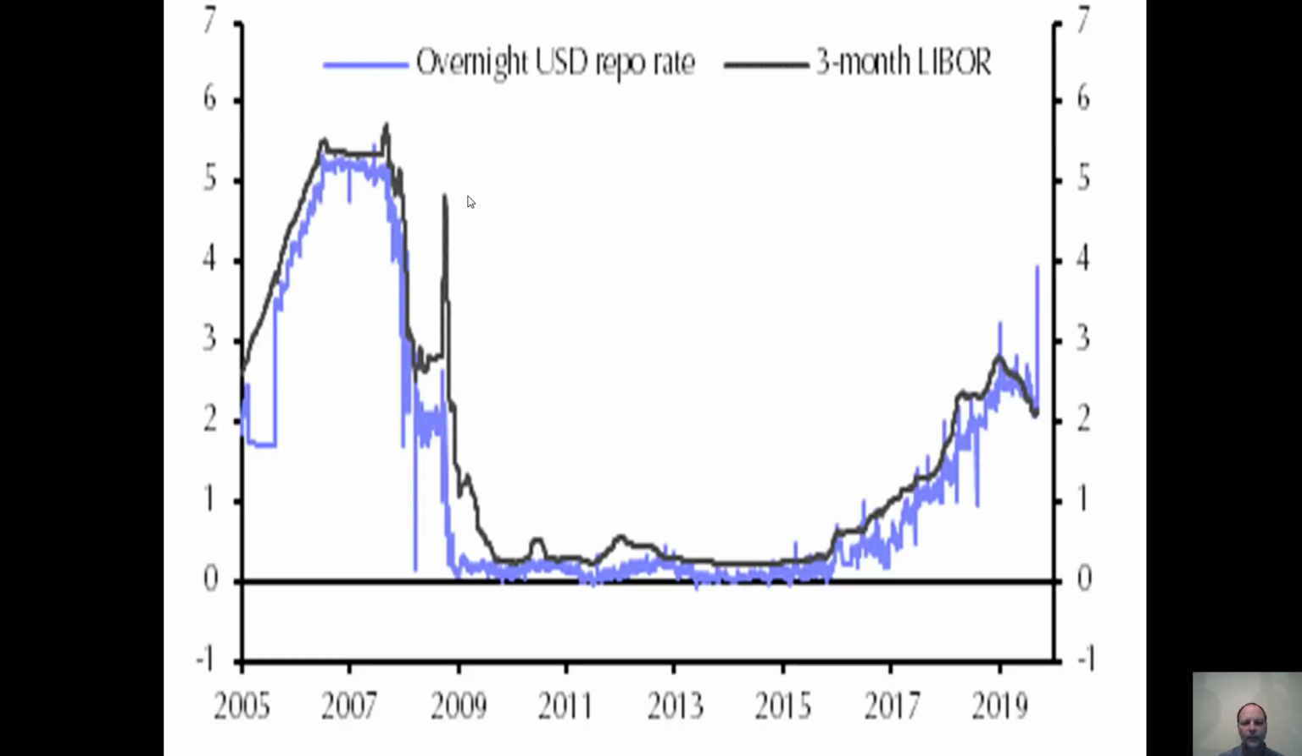Here is a graph from 2005 until 2020 or so, showing the overnight U.S. repo rate versus 3-month LIBOR. Again, the overnight rate is slightly less risky than LIBOR. The repo rate is A, secured, and B, shorter term, so you would expect the repo rate to be less than LIBOR, and most of the time it is. And occasionally, as we see during the housing crisis around 2008, it is drastically different as LIBOR popped up here when there was significant worry about whether or not banks would stay solvent.